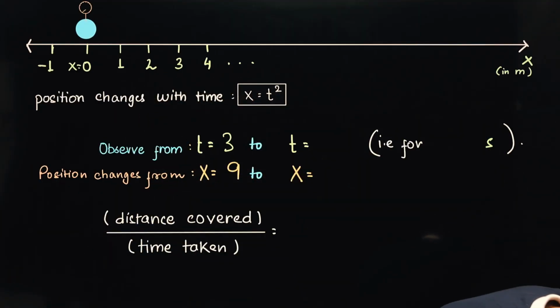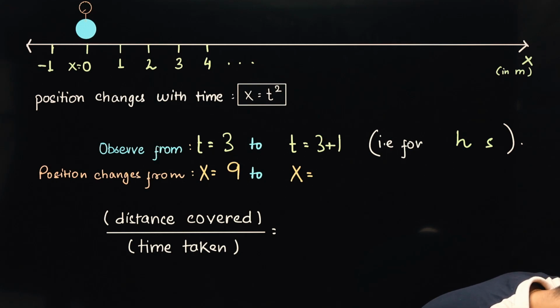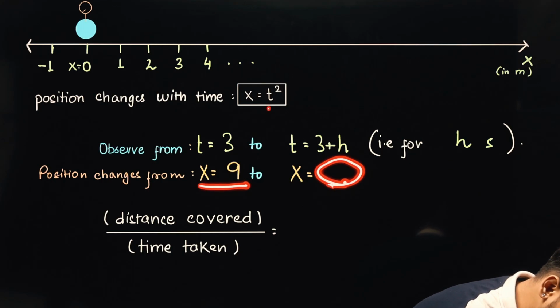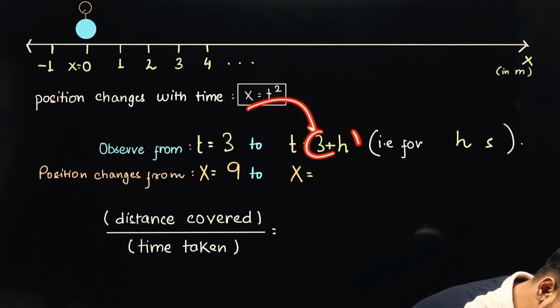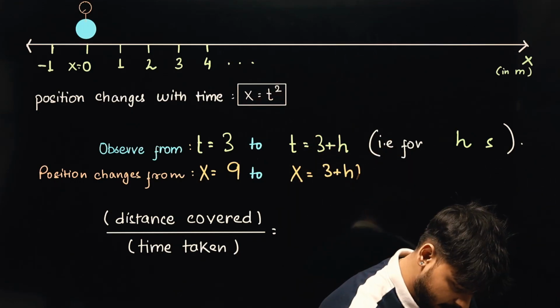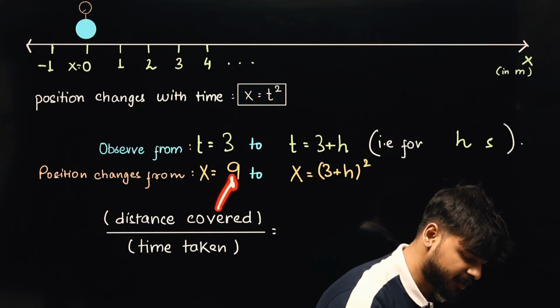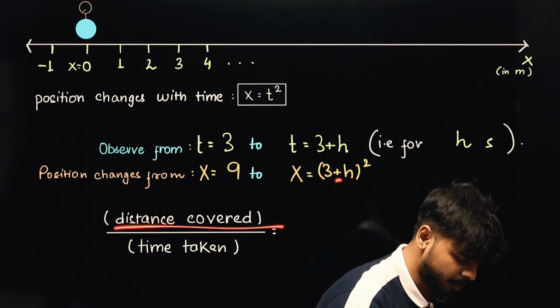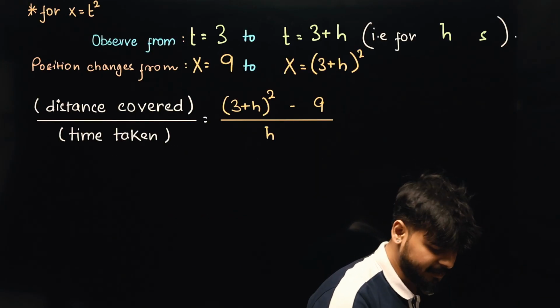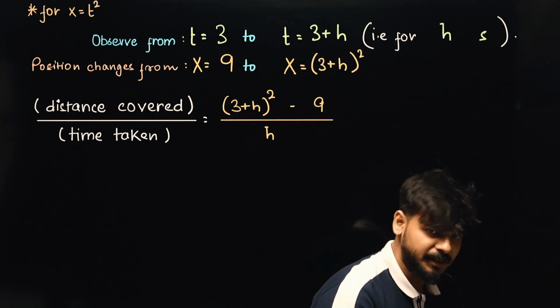So remember, we are going to observe for h seconds, which means we are observing from t equal to 3 to t equal to 3 plus h. So tell me, where would the body go from x equal to 9 to what value? Well, x is equal to the square of t, and later when t becomes 3 plus h, the value of x will be (3 plus h) whole squared. So now what is the distance covered? Well, the position changes from 9 to (3 plus h) whole squared. So the distance covered would simply be the difference between the two. And I've written it here that the difference in the position is the distance covered divided by the time taken, which is h seconds. Let's do the calculations now.